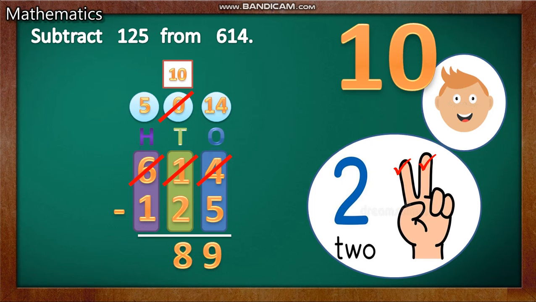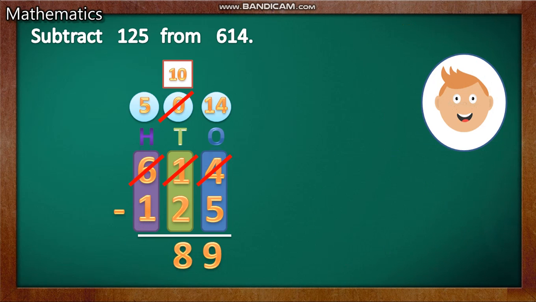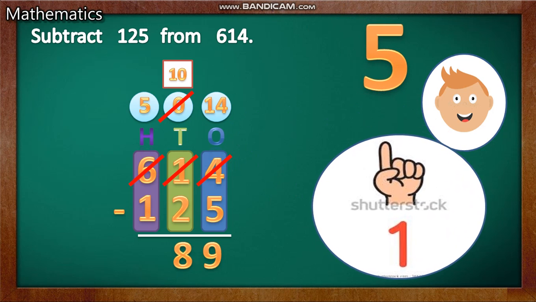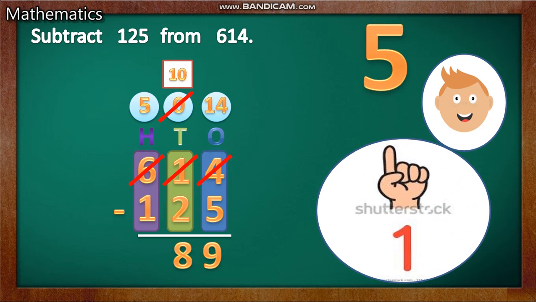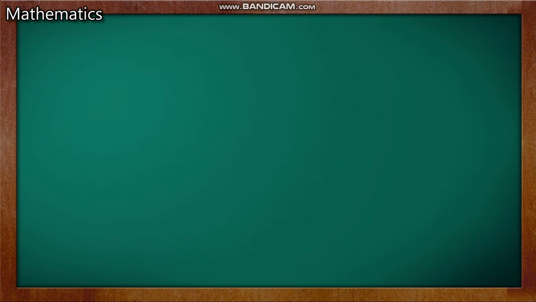Now 5 minus 1. 5 in your mind, 1 in your hand, count back. 5, 4. 4 is the answer. It is the final answer, so draw 2 lines. Okay, let's do one more question. This one, subtract 125 from 800.